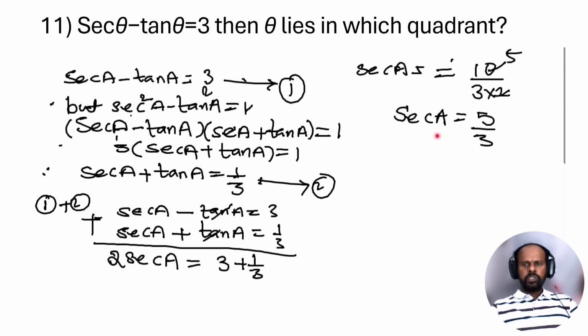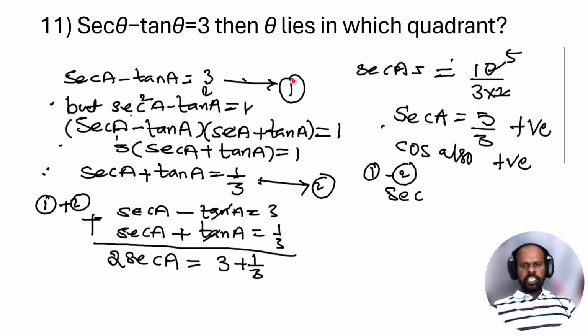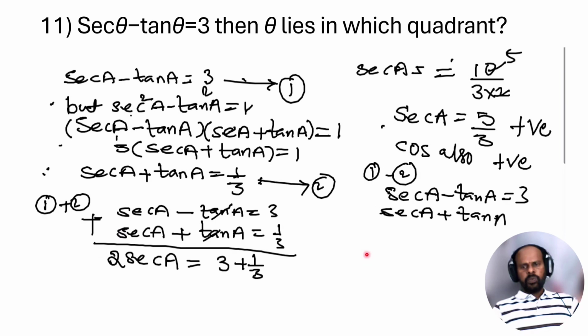So 5 by 3 is looking positive. So if sec is positive, cos is also positive, we can write. So cos and sec are positive, in which quadrant? Think about that, and let us subtract the same results. Sec theta minus tan theta equal to 3, and the second result is sec theta plus tan theta equal to 1 by 3. Now let us subtract both. When you subtract, the symbol will change.